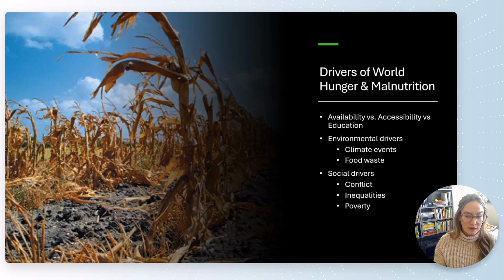Not only do these things sweep through communities, but also the physical fields of foods can be just destroyed from flooding or droughts or wind damage, all these types of things. So that's a really important consideration. Another thing that is considered an environmental driver is food waste.